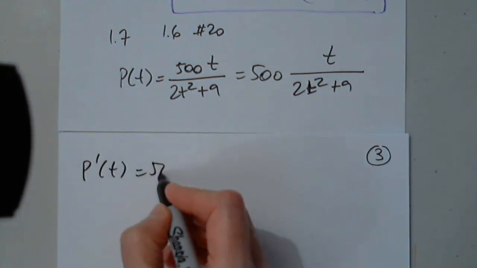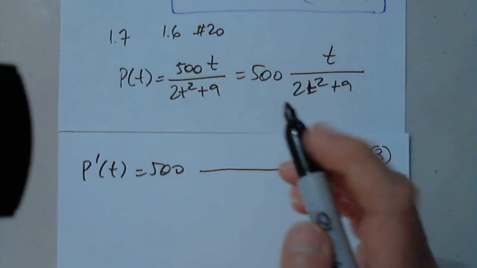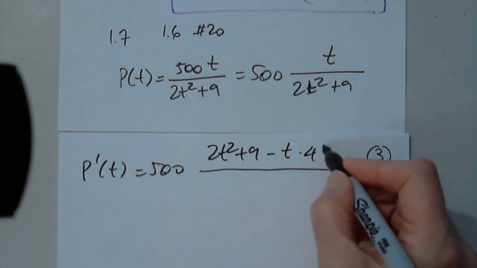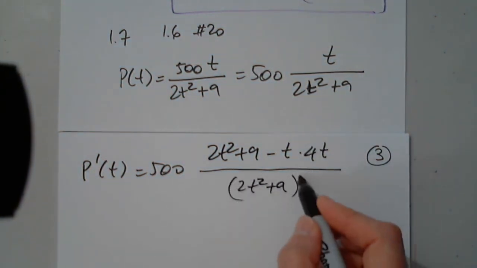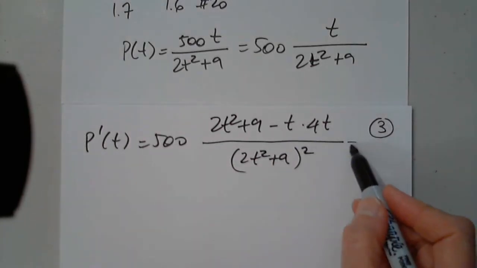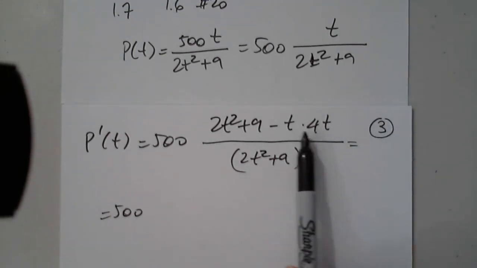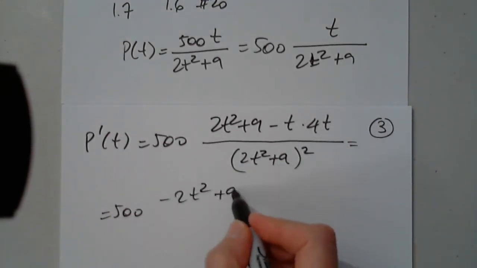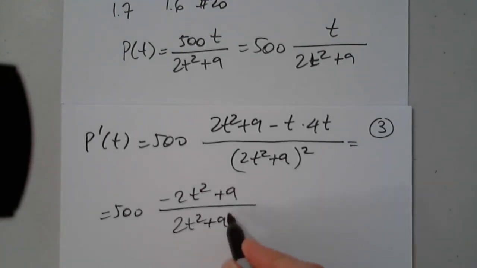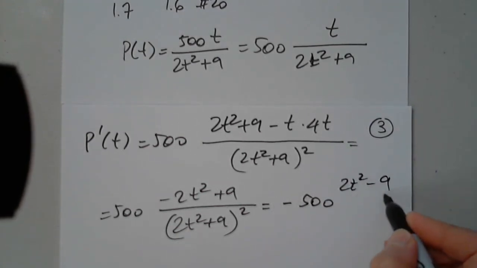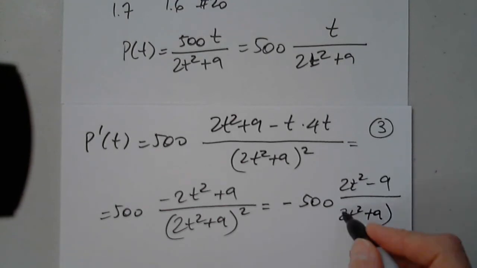So P prime of t equals 500. We use the quotient rule. The derivative of t is 1, so multiply by 2t squared plus 9, minus t times the derivative of the denominator, which is 4t, over 2t squared plus 9 squared. Was the problem here with the differentiation? No, it was towards the last one, like question C. Okay, so 2t squared minus 4t squared is minus 2t squared plus 9 over 2t squared plus 9 squared. I don't like a negative leading coefficient: 9 minus 2t squared over 2t squared plus 9 squared.